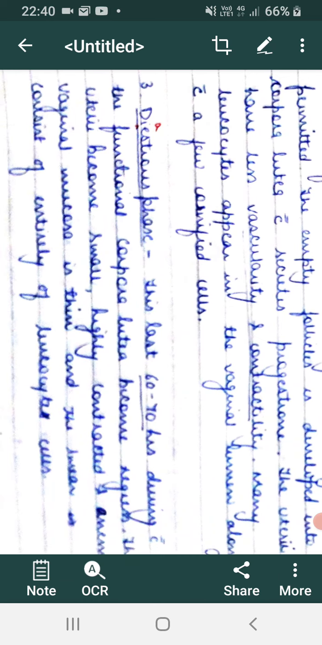Next is the diestrus phase. This phase lasts 60 to 70 hours. So this is a long phase, and mainly it is the resting phase. In this phase, the corpus luteum becomes degenerated, it regresses, it becomes small. Uterus also becomes small, highly contracted, and the vaginal mucus is thin, and the smear consists entirely of leukocyte cells.